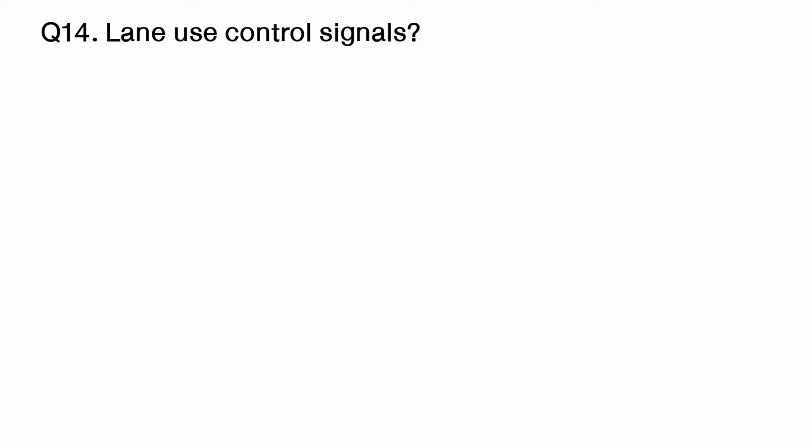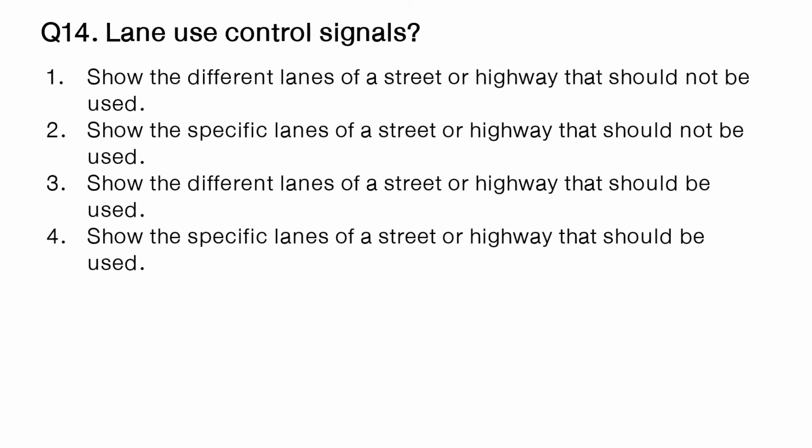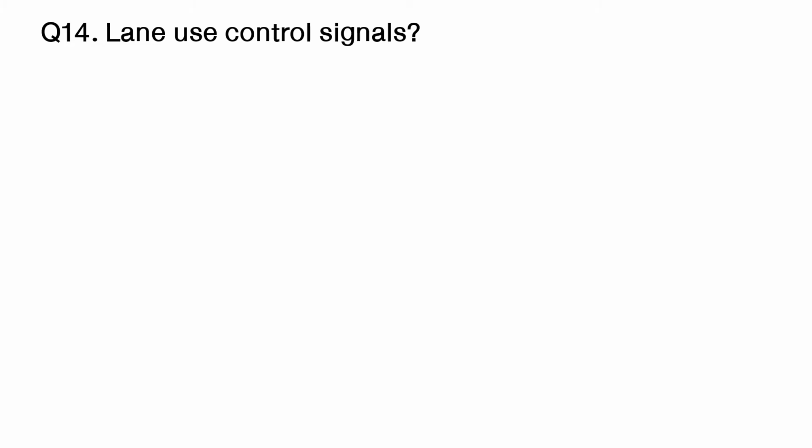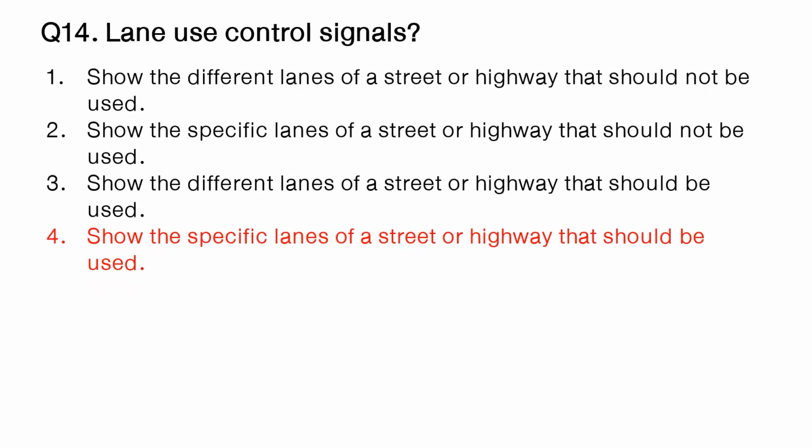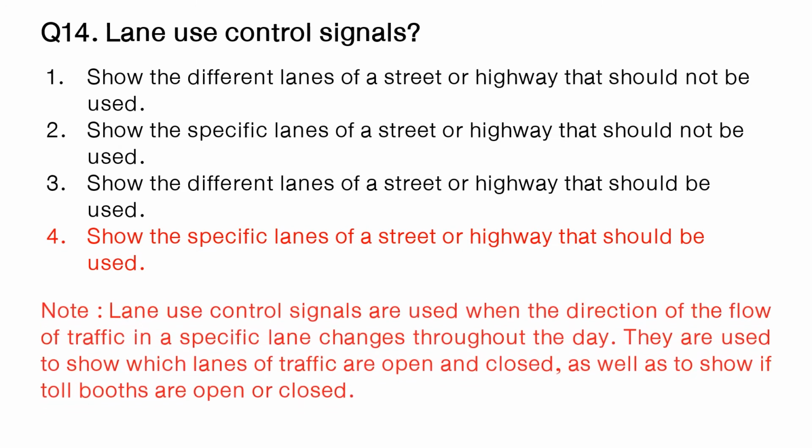Question: lane use control signals. Option number 1. Show the different lanes of a street or highway that should not be used. Option number 2. Show the specific lanes of a street or highway that should not be used. Option number 3. Show the different lanes of a street or highway that should be used. Option number 4. Show the specific lanes of a street or highway that should be used. The answer is option number 4. Show the specific lanes of a street or highway that should be used.